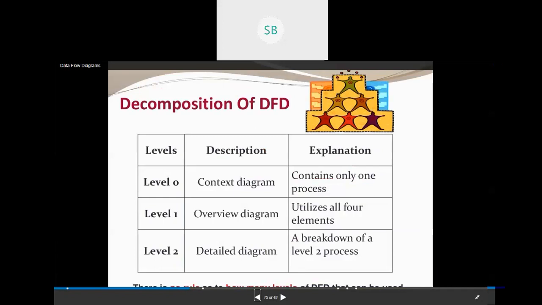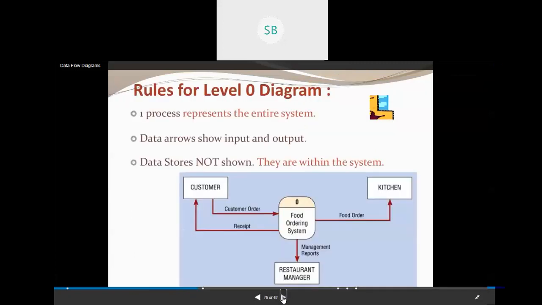Then we'll have the level one, which is the overview diagram. It will have all the elements, and later the complex things. And then in the level two, we'll have a detailed diagram where we'll break down the processes. Basically there is no restriction on how many levels we can have, but generally we go for these three only: level 0, level 1, and level 2.